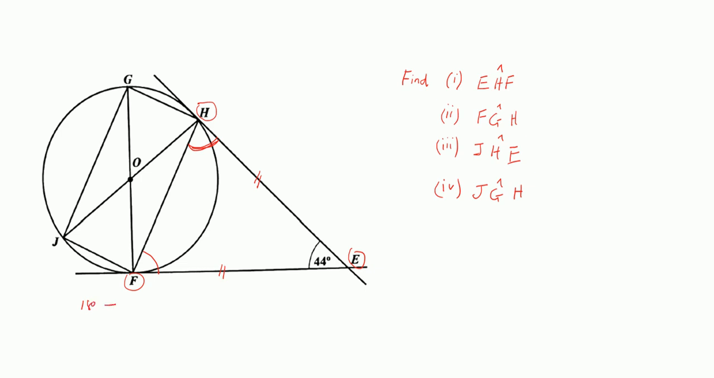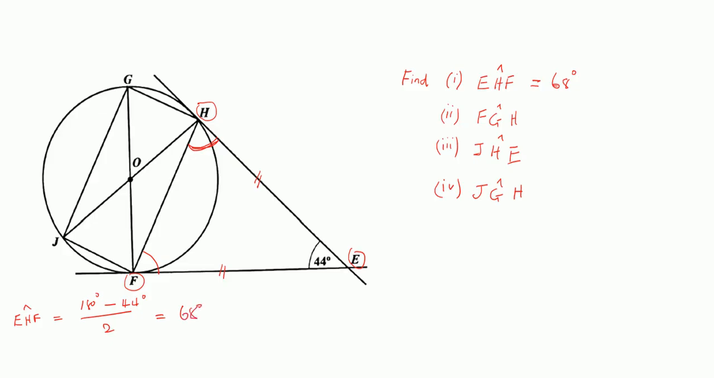180 minus 44 degrees divided by 2. Right? And this will give me, that is 180 minus 44 is 136. And if I divide it by 2, I will get 68 degrees. Alright, so therefore for the first part, EHF is equal to 68 degrees.